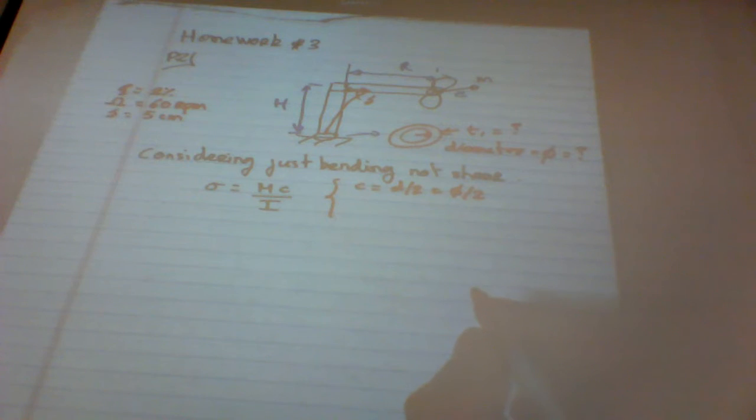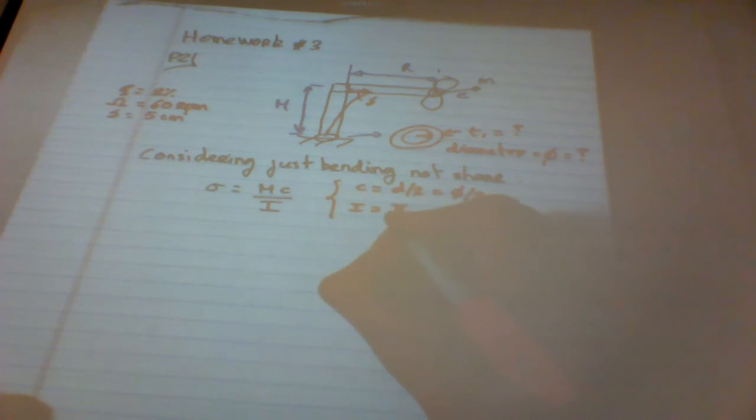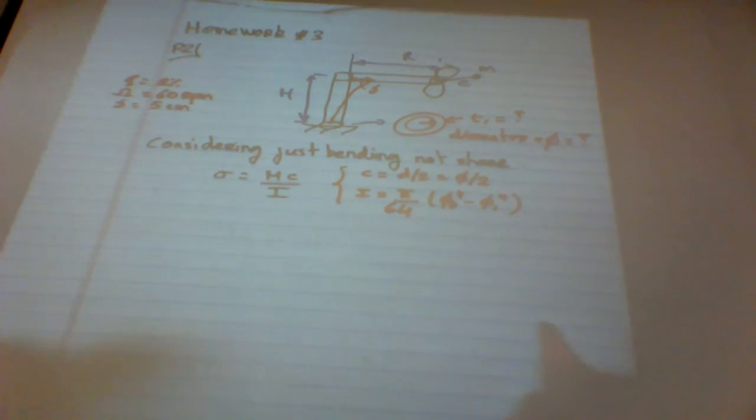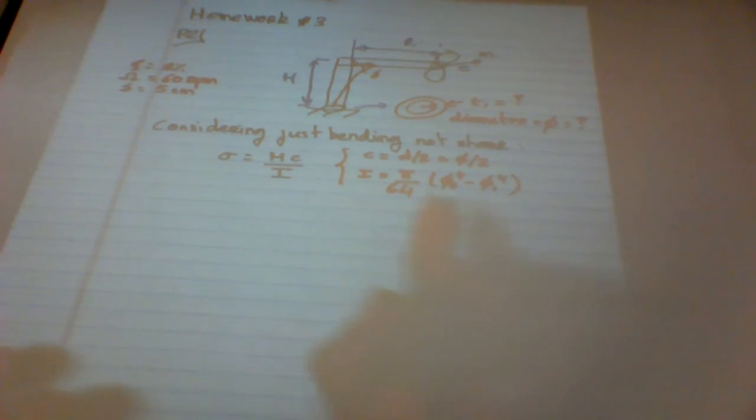The diameter over 2, no? On the outside. And I don't remember, was it pi over what? 32, 64? Pi over 4? Oh, wait, if you're going to do it in terms of the diameter, then yes, it's pi over 64, d to the fourth, outside to the fourth minus the inside to the fourth, okay? Something like that. I don't care about those values that much. I'm just going through the procedure.